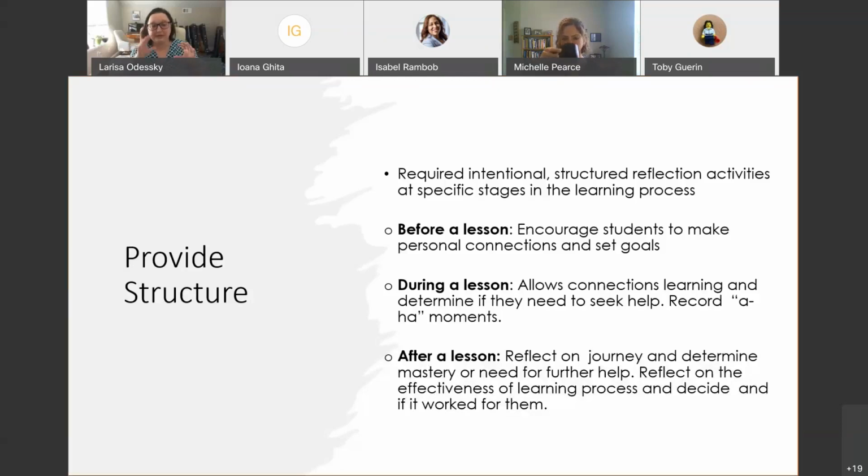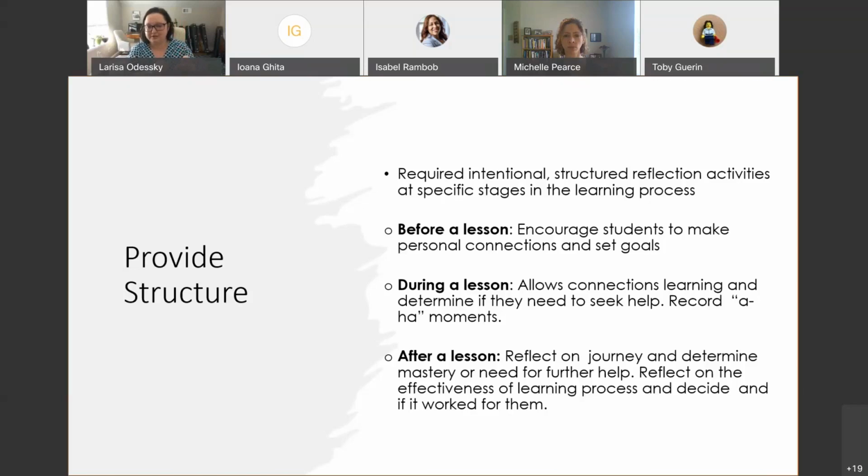So we need to provide structure. This is where we need to make sure that it's intentional structured activities at specific stages. So where can we put this in? We can actually have a reflection before a lesson where the students state their goals and make a personal connection with the subject. This is where hooking them with an idea usually works well. During a lesson, it allows them to have a moment of saying, this was an aha moment, and I need to write it down. I just had an aha moment.